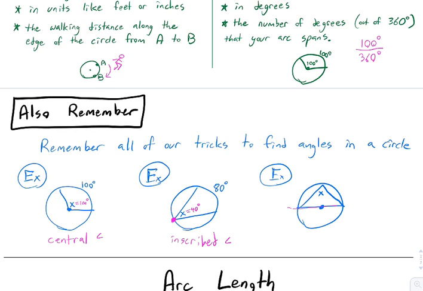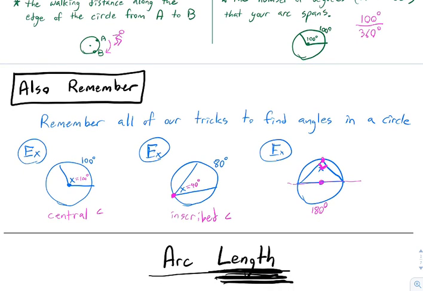The really common trick is if you have a diameter cutting a circle in half, you know the measure of half of any circle. That arc is 180 degrees. And so the inscribed angle here on the other side must be a 90-degree angle because that's half of the 180. So just some common tricks to remember as we move forward, because you are going to need to find the arc measure before you can find the arc length.